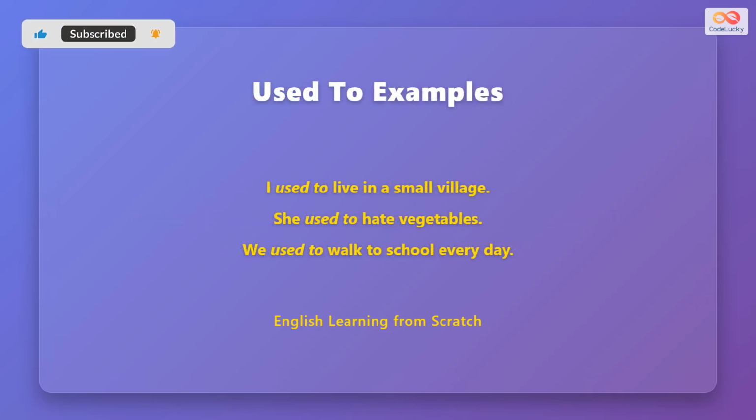Now used to examples. I used to live in a small village. She used to hate vegetables. We used to walk to school every day. Used to works for both actions and past states or situations. These habits happened regularly but stopped.